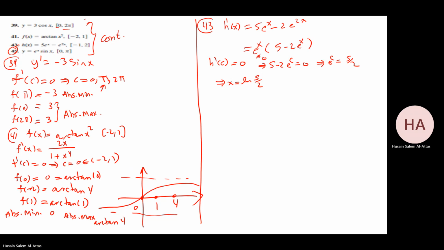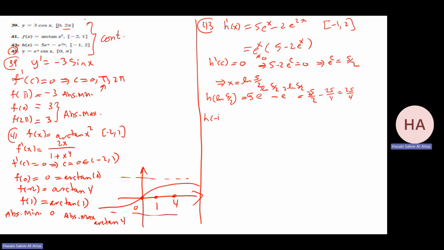What is the interval? Minus 1 and 2. So I need to check h at ln 5 over 2. That will be 5e^(ln 5/2) minus e^(2 ln 5/2). That will be 25 over 2 minus 5 over 2 squared, which is 25 over 4. That's 25 over 4. Okay.